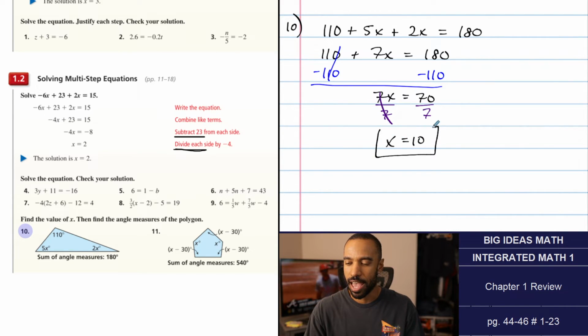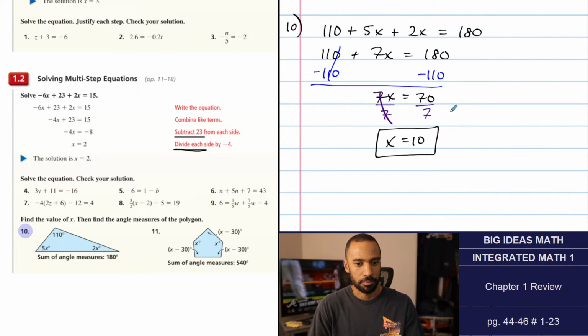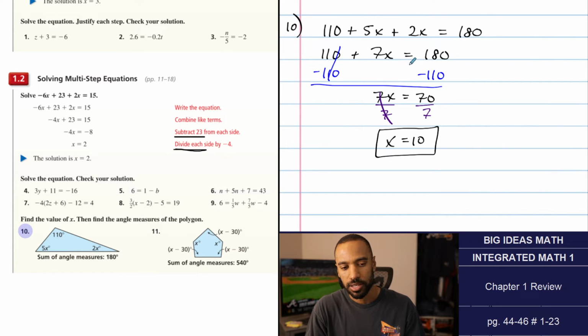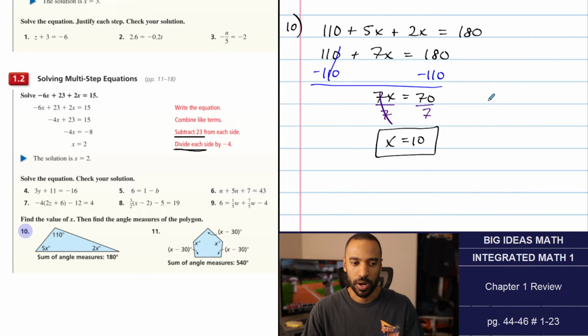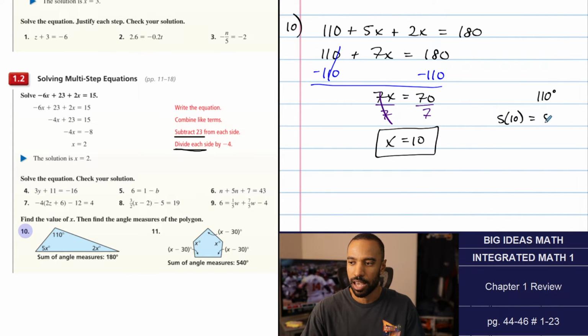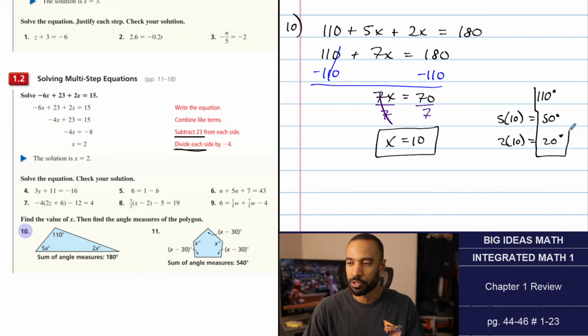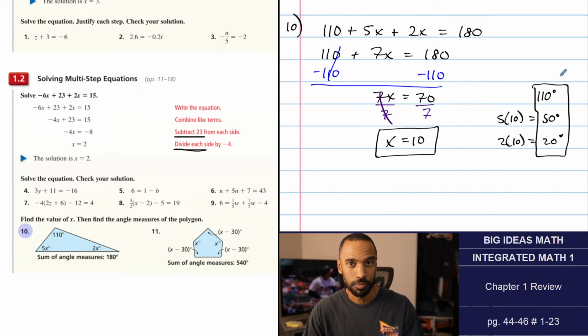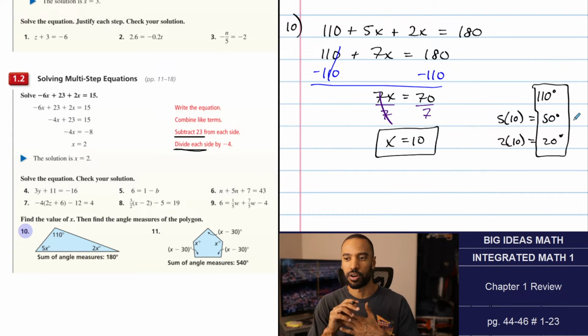Now that's solving for x, but that's not the full instruction of the problem. They also ask you to find the angle measures of the polygon. Now one of the angle measures is 110 degrees. They already tell you that. The next one is 5 times x. So 5 times 10 degrees, and I got 50 degrees. And the last one is 2 times 10 degrees, which is 20 degrees. You can double check all these by adding these together and see if they add to 180 degrees. They do. So that seems to pan out as far as the angle measures go.